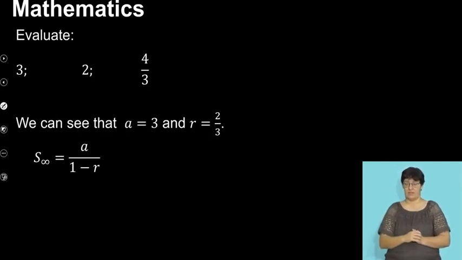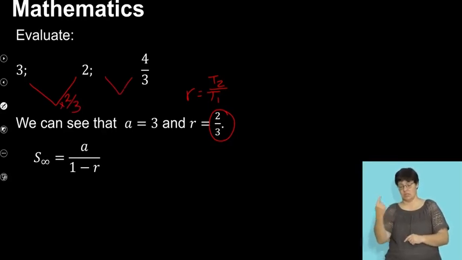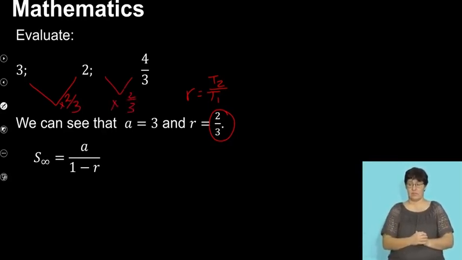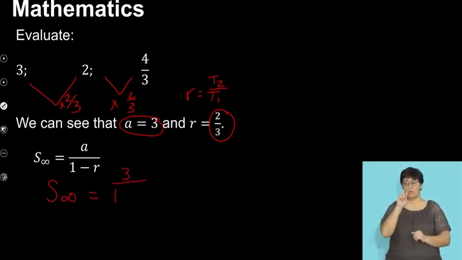We can establish the ratio by taking term 2 over term 1. That's going to give me an answer of 2/3. So the common ratio is 2/3 because I've been multiplying by 2/3 each time. A is equal to 3 as it is my first term. So the sum to infinity is equal to 3 over 1 minus 2/3. So all I've done is substitute in my a as well as my r.